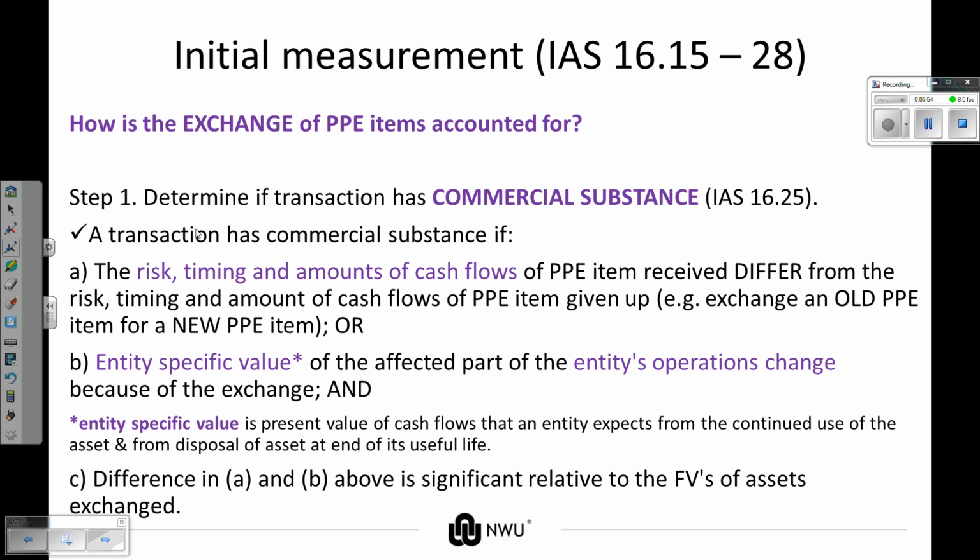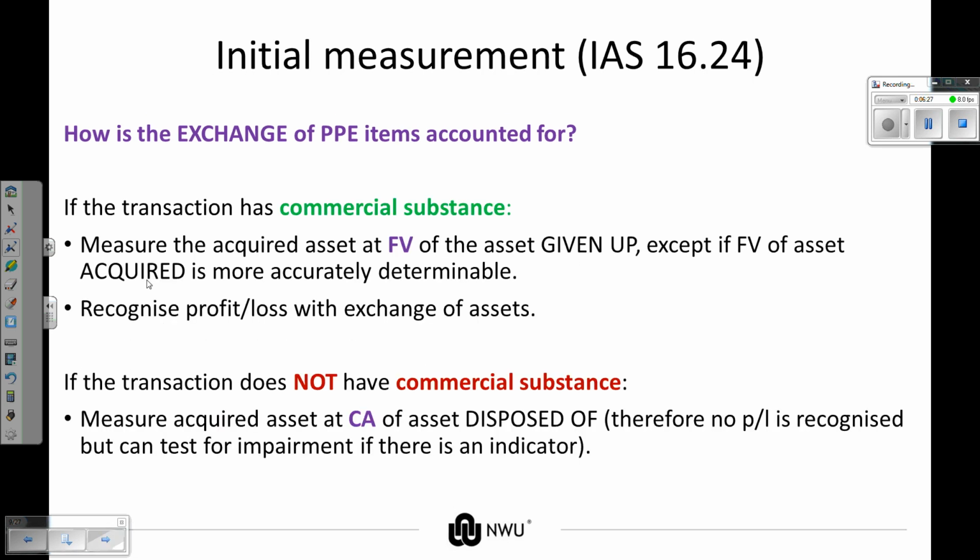Then exchange of PPE items. You first have to determine, does the transaction have commercial substance? We will let you know in a test or exam, but you can see here commercial substance will occur if it will change the risk, timing and amounts of cash flows, or if the entity-specific value of the affected part of the entity's operations will change due to this exchange. But most of the time we will tell you it does or does not lack commercial substance.